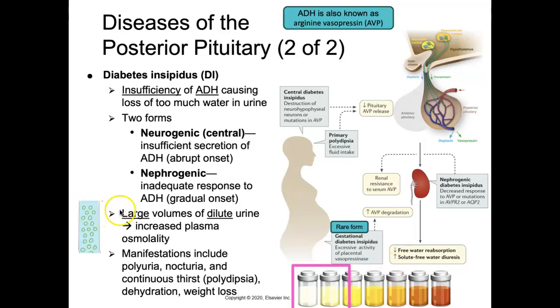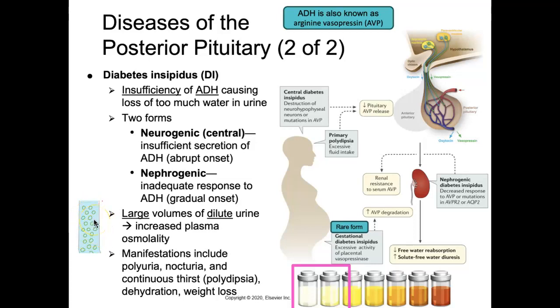So as a result of this, we're going to get large volumes of dilute urine, which is going to cause an increase in plasma osmolality. Now, our body's normal plasma osmolality is between 275 to 295 milliosmoles per kilogram. Let's just go with 300 to make it an even number. And so when we increase that, we can go up to, let's say, 500, 600, and we have so many more solutes in here. And you could think of our blood as almost being more concentrated, right? There's not a lot of water in this area.